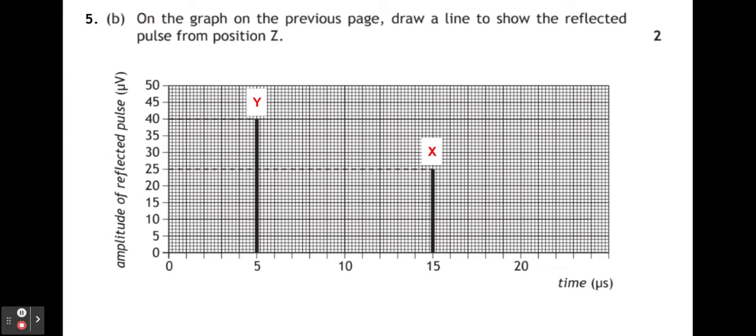Therefore, the sound wave will travel further, so will take longer to be received than the wave from position Y, but less time than from position X. It will also have absorbed less energy than wave X, but more energy than wave Y. So we want a vertical line like this on our graph, which is smaller than the line from wave Y and taller than wave X, and positioned in between the two.